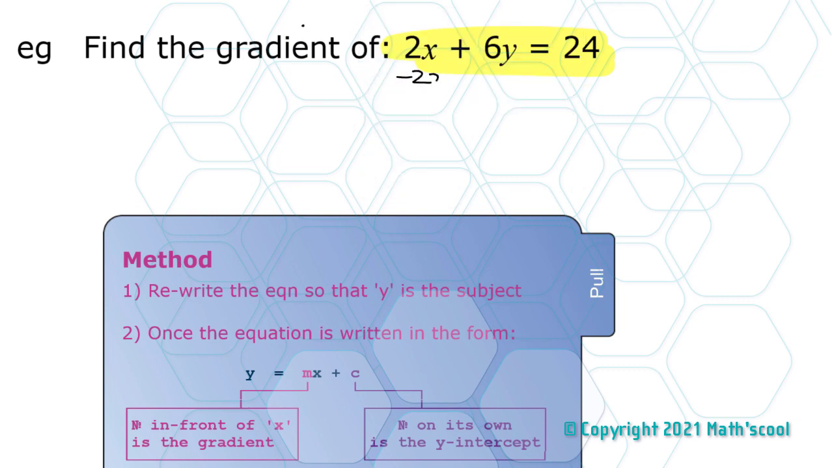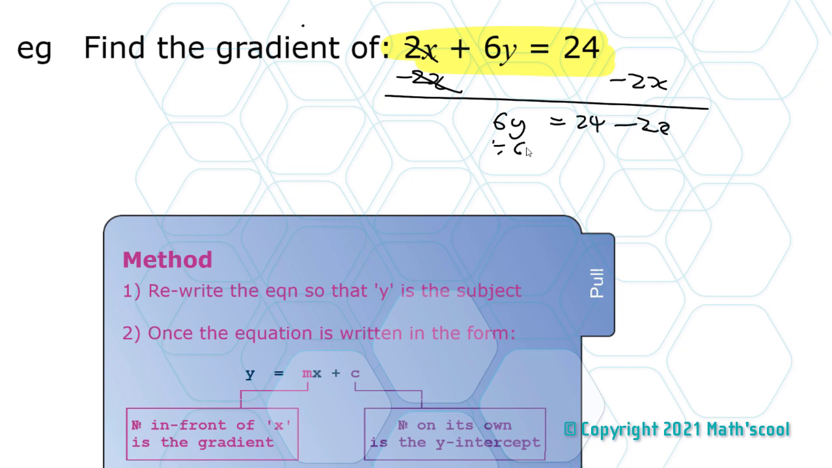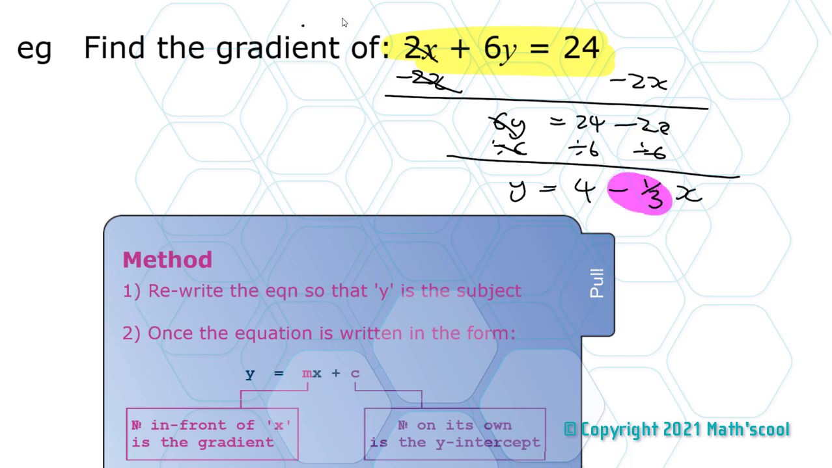Let's move the 2x across. 6y equals 24 minus 2x, and let's divide by 6. And so that gives us y equals 4 minus a third x. The number next to the x is the gradient. So the minus a third is the gradient, and the 4 is the y-intercept. So there's our gradient, minus a third.